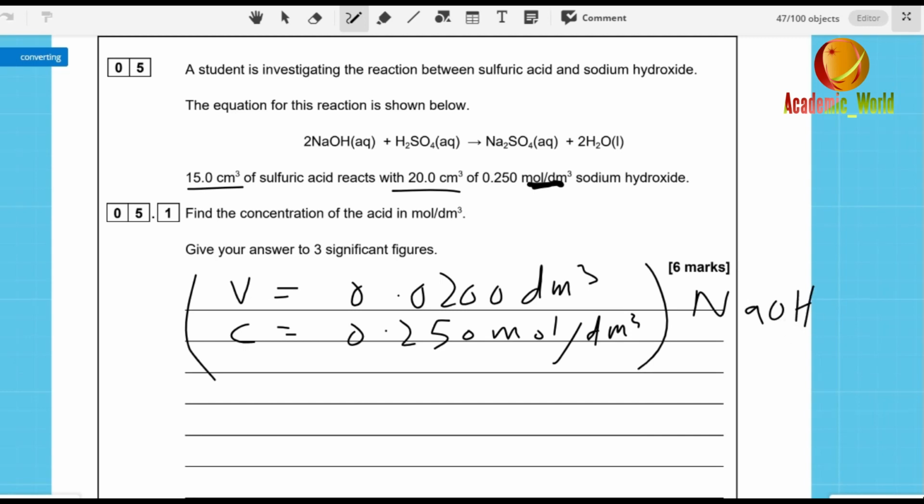And now you have to find the amount of substance, so you need to multiply each other. So amount of substance is equal to concentration times volume: 0.250 times 0.0200, so that is equal to 0.005. Okay, so that is the moles. Because you know that n is equal to CV, you have to apply this formula.